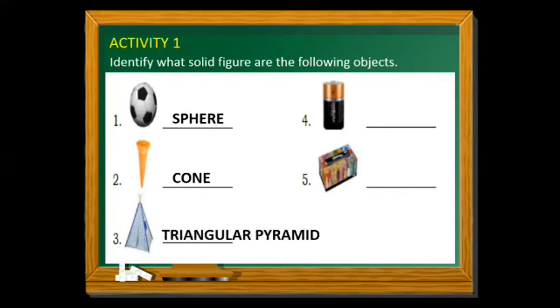And this one, the battery, non-polyhedron siya kasi wala siyang faces ng number of sides talaga. So, we call it the cylinder. And then this one, prism naman siya. Pero yung base niya is rectangle. So, ibig sabihin, we call it rectangular prism.